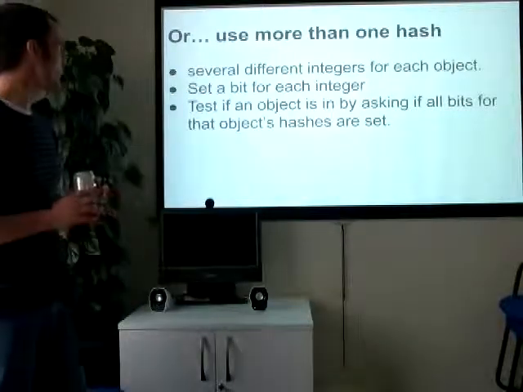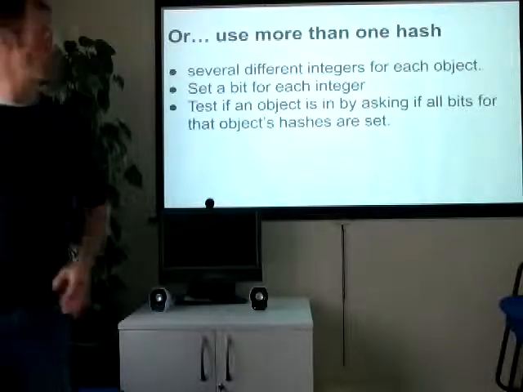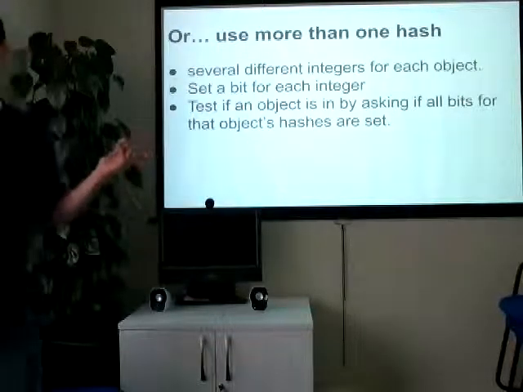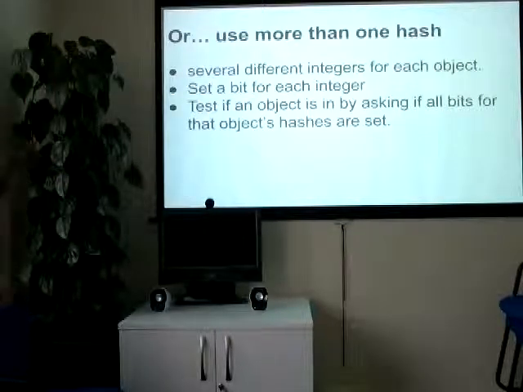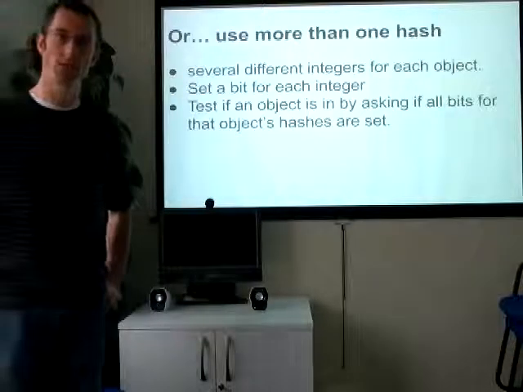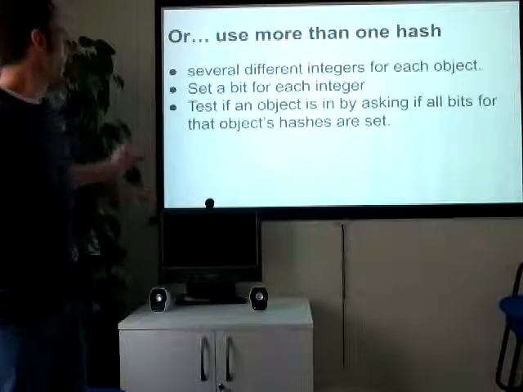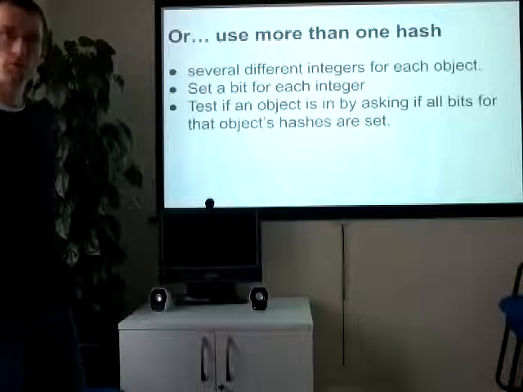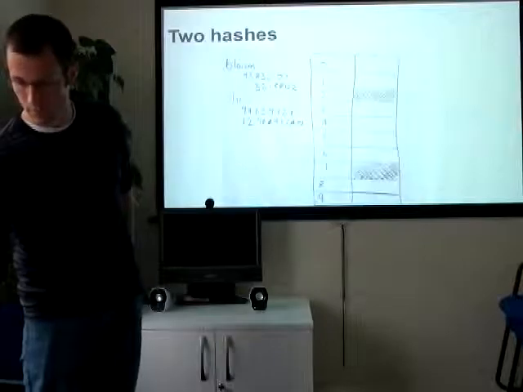However, there's a cleverer solution than that, which is that you can use more than one hash function. For each hash value that you compute for a particular object, you can set each of the bits in the bit vector that represents that hash value. And you can test whether or not a particular object is in your set by asking whether or not all the bits that all the different hash functions would have set for that object are set in your bitmap.